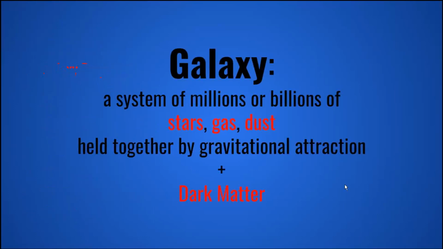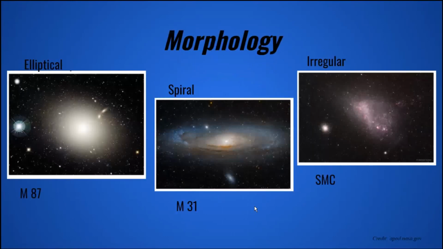So let's start from an easy definition of galaxies. This is the definition that I just found on the dictionary. It's a system of billions of stars. Then there's gas, dust, and gravity is what keeps it together. However, the definition doesn't mention dark matter, which is a fundamental component of a galaxy. And these are familiar to everybody. The three main types of galaxies: elliptical, spiral, and irregular.